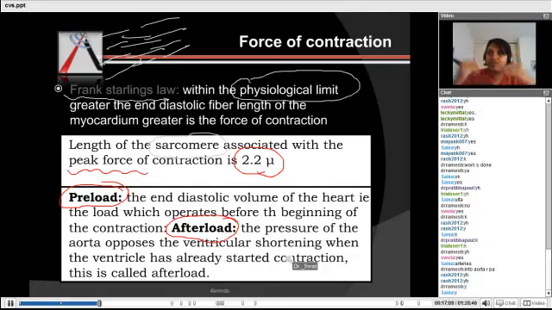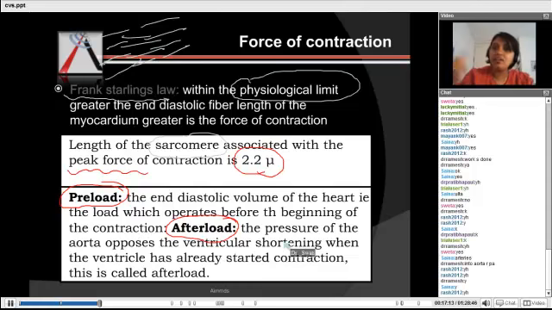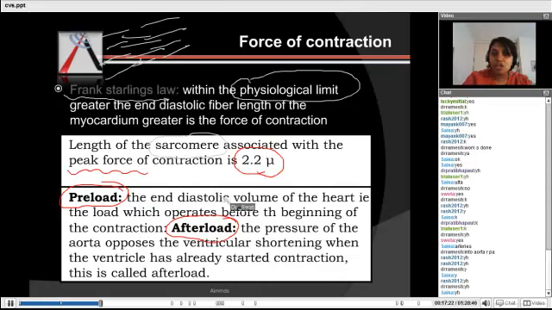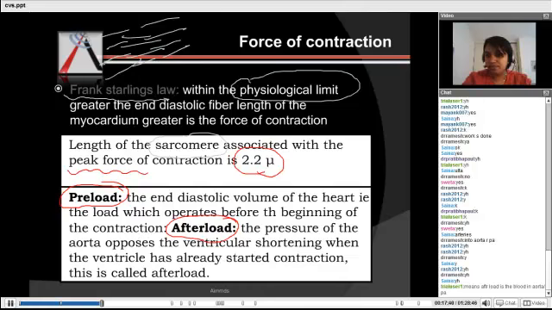Now, the action which the ventricle is performing, when does it act? It acts after the contraction has started. So that is called afterload. Clear? Look at it. Preload, the end diastolic volume of the heart, is the load which operates before the beginning of the contraction. Then afterload is the pressure of the aorta that opposes the ventricular shortening when the ventricle has already started contracting.